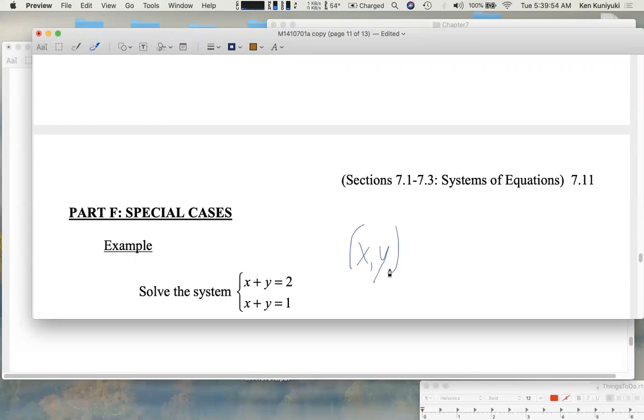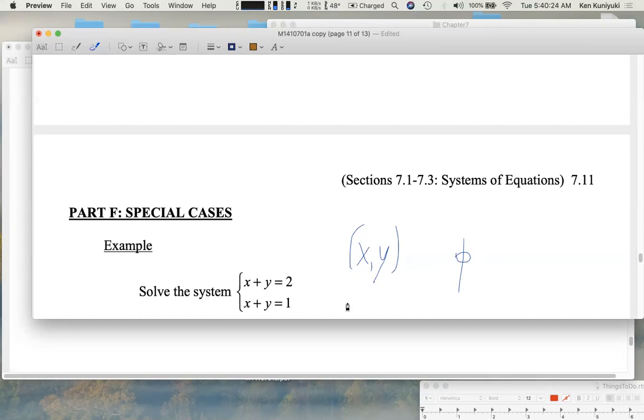Are there any ordered pairs, x comma y? Do we have any pair of real numbers whose sum is 2 and whose sum is also 1? Can you think of two numbers that add up to both 2 and 1? Real numbers? I can't. Solution set is the empty set. We have no ordered pair x comma y that will satisfy both equations.